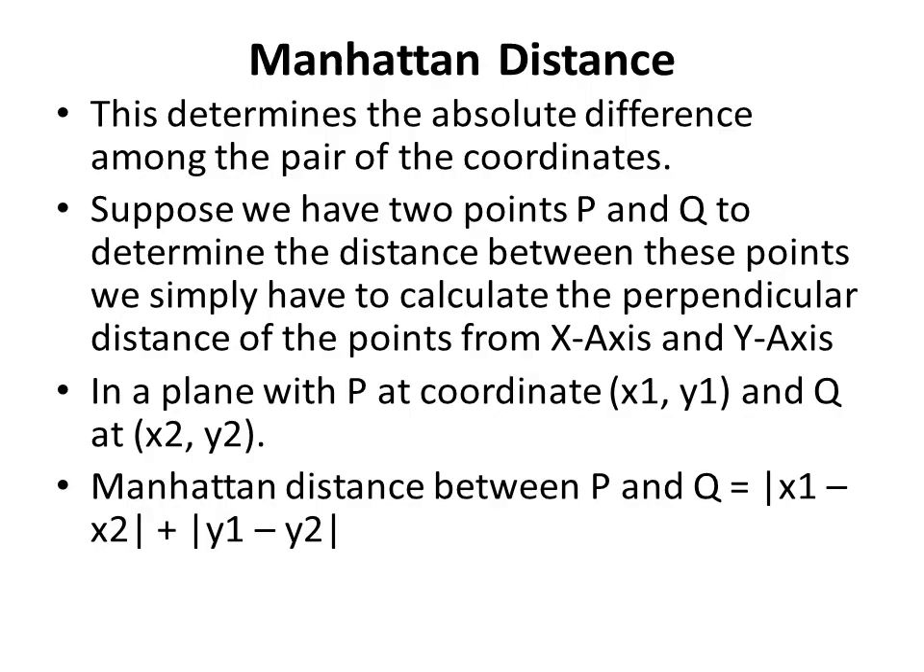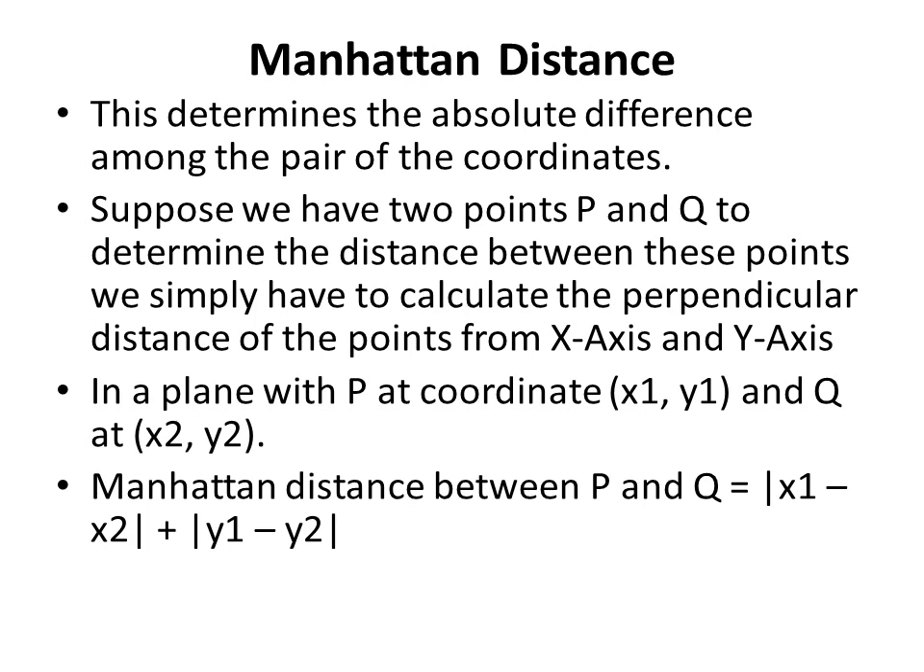Manhattan distance determines the absolute difference among the pair of coordinates. So absolute difference is calculated in this Manhattan distance. Suppose we have 2 points P and Q. To determine the distance between these points, we simply have to calculate the perpendicular distance of the points. So the perpendicular distance of the points is calculated here from the x-axis and y-axis.